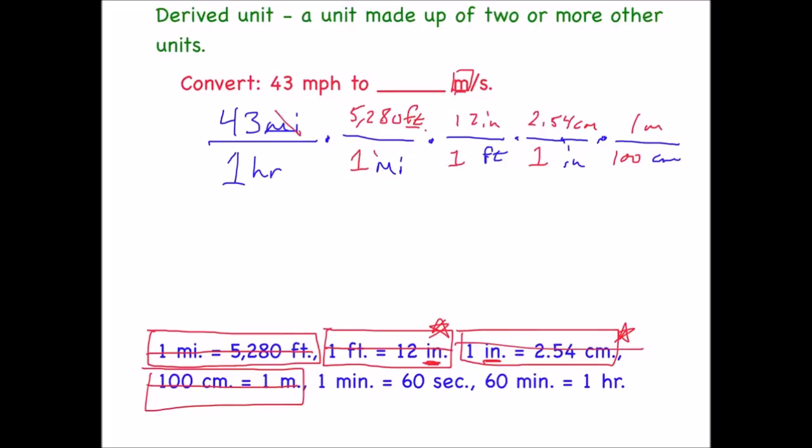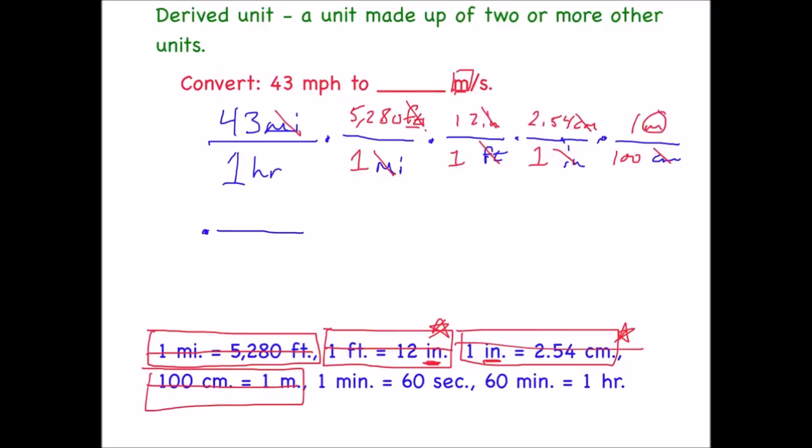Notice, miles cancels miles, feet cancels feet, inches cancels inches, centimeters cancels centimeters, and we're left with meters in the numerator, which is what we want. Now we've got to get seconds in the denominator. So we're going to add another multiplication dot and another bar.